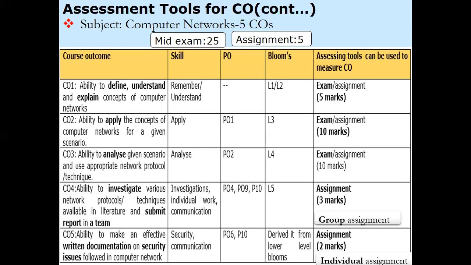Here CIA marks are divided into exam, I'm assuming, and assignments as per the university norms. Here, I am assuming that the theory exam carries 25 marks and the assignment carries 5 marks. The assignment, once again, is divided into assignment 1, which carries 3 marks, and assignment 2, which carries 2 marks. So I already told you that my intention is to assess whether the student has learned or not. That is the thing.